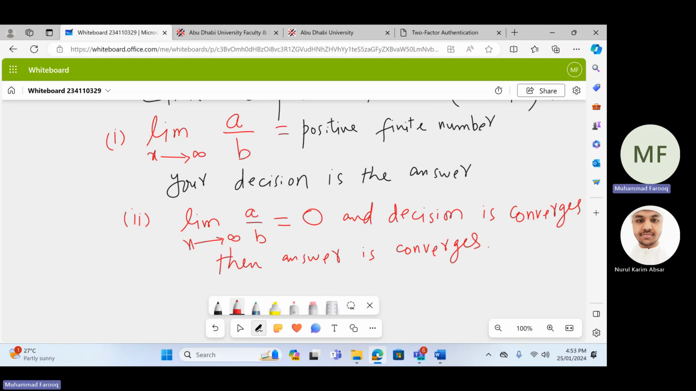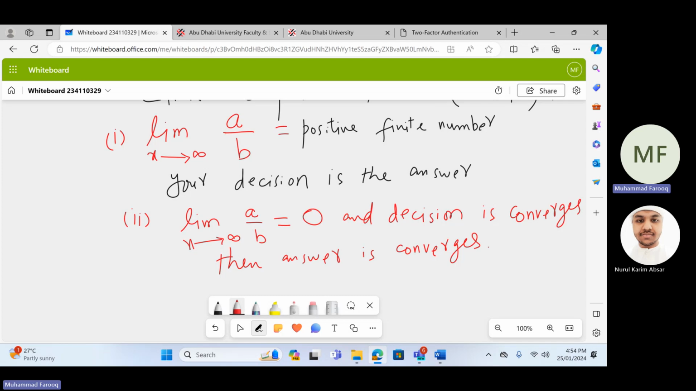Because there is no situation in LCD that covers a calculation answer of 0 and a decision of diverge. It is not covered by LCD. If the decision is diverges, in that case, LCD doesn't work if A over B is equal to 0. If A over B is 0 and your decision is converges, then the answer is converges. If A over B is 0 and your decision is diverges, it's not covered here.